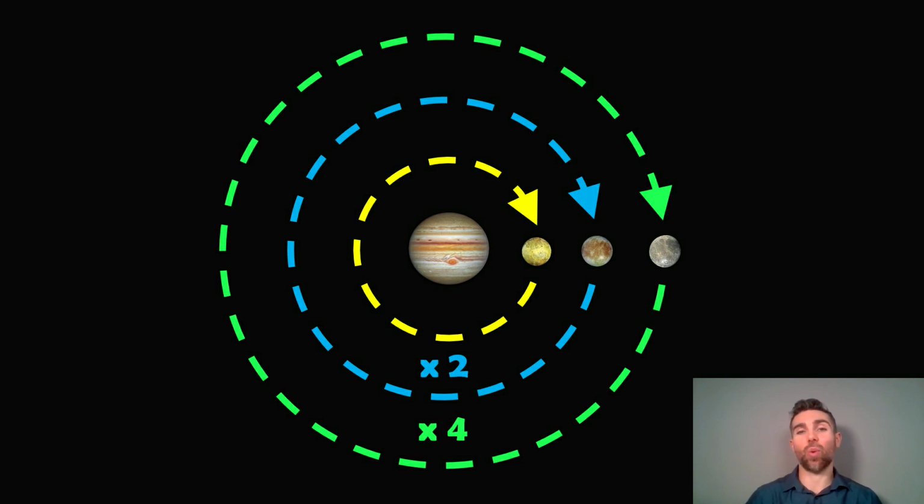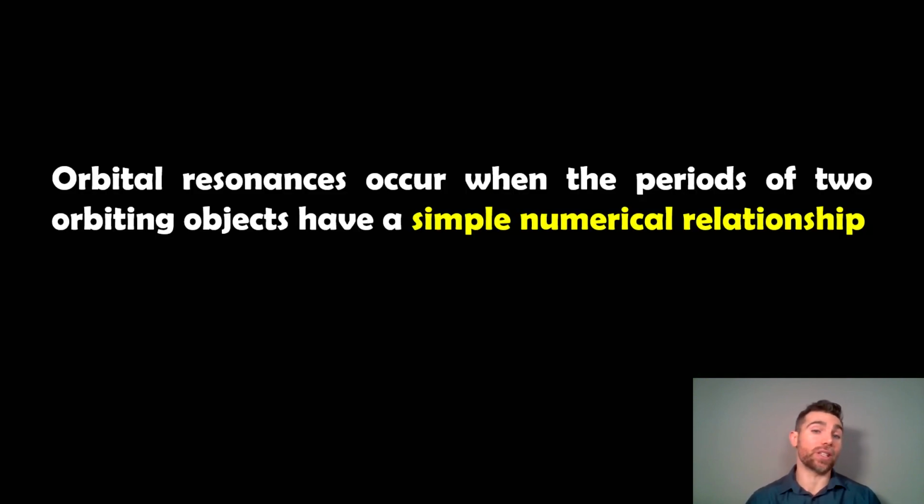And in this video, I wanted to have a look at a specific type of orbital resonance, which is known as a Laplace resonance. Now, before we look at that specific case, let's just recap what an orbital resonance is. Well, these occur when you've got the periods of two orbiting objects that have some simple numerical relationship.